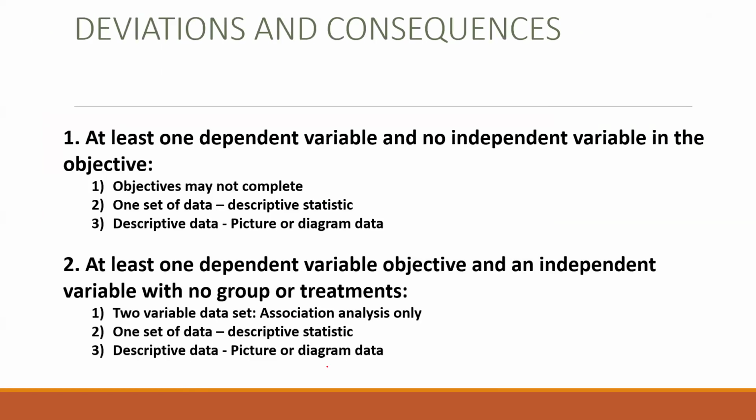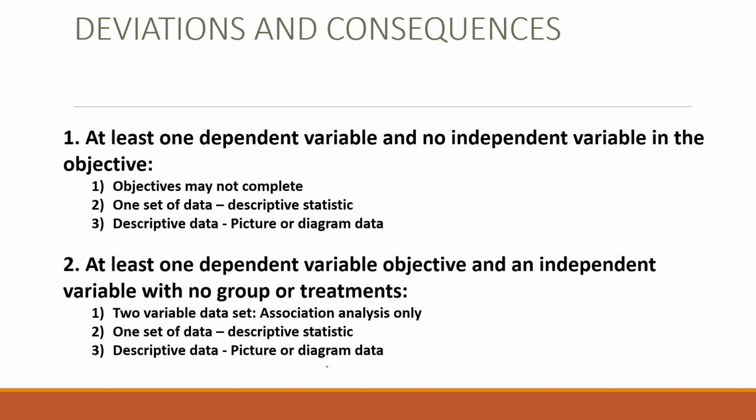Okay, so let's look at certain deviations and their consequences. Remember, I told you that I'm giving you the classic research objectives whereby you have more than one variable, and whereby you have independent and dependent variables. That's a classic research objective. That's the norm, actually. Okay, so the deviation, you can have at least one dependent variable and no independent variable in the research objective. Some people used to do that.